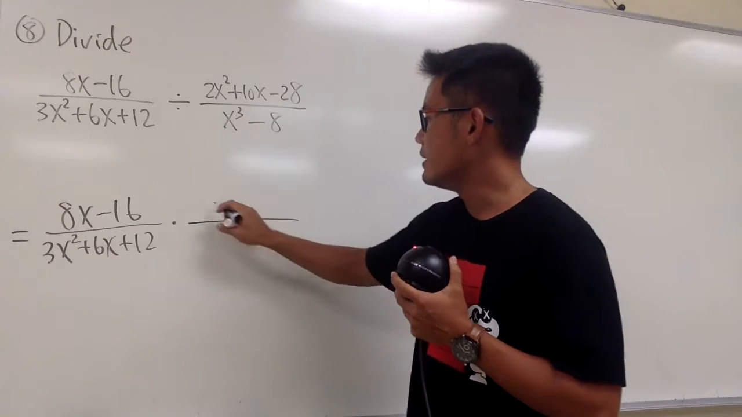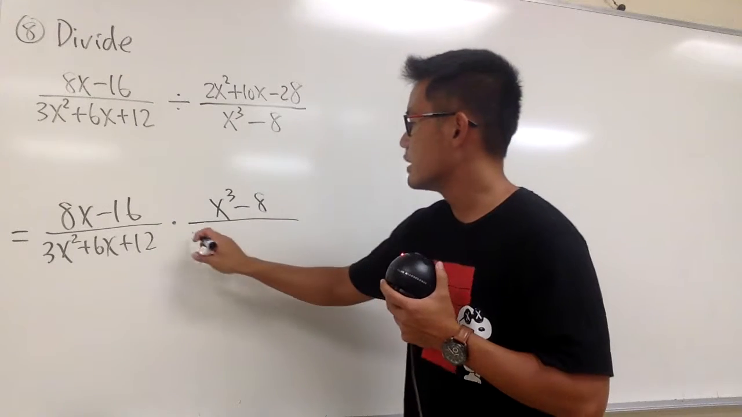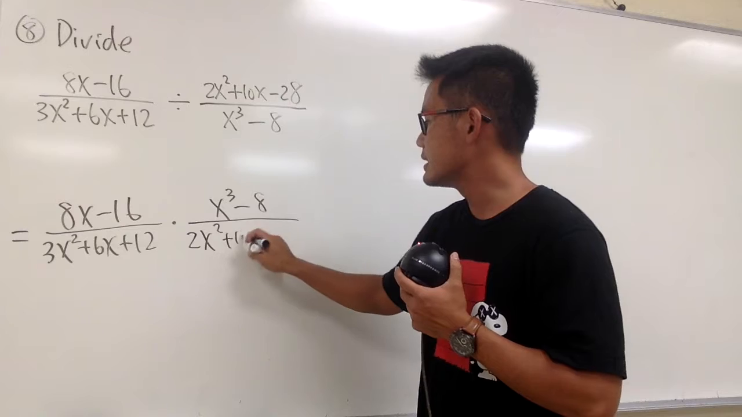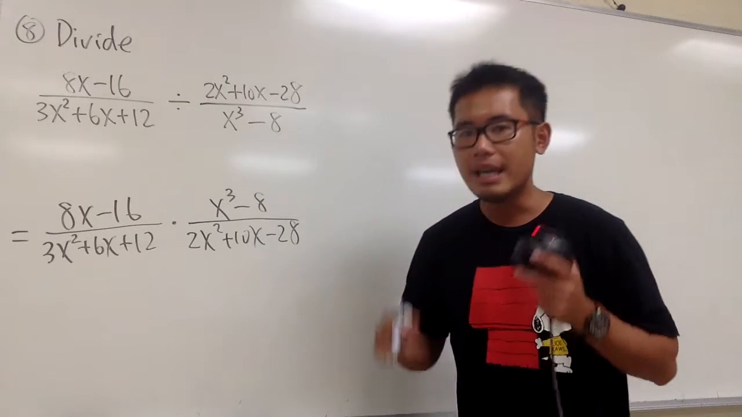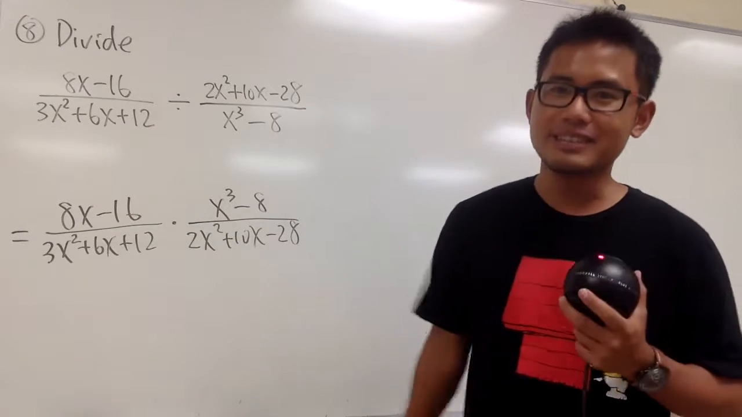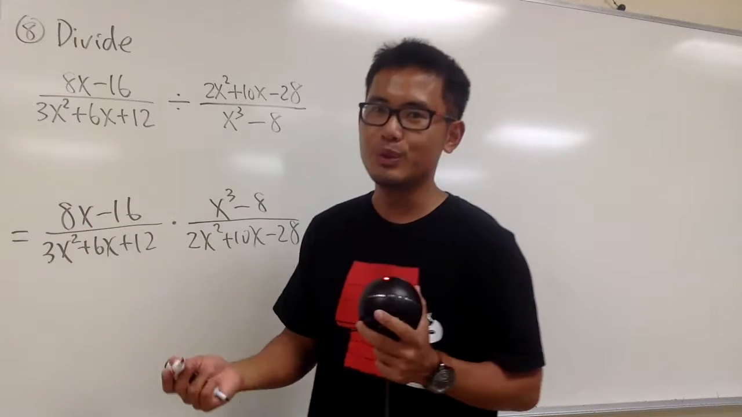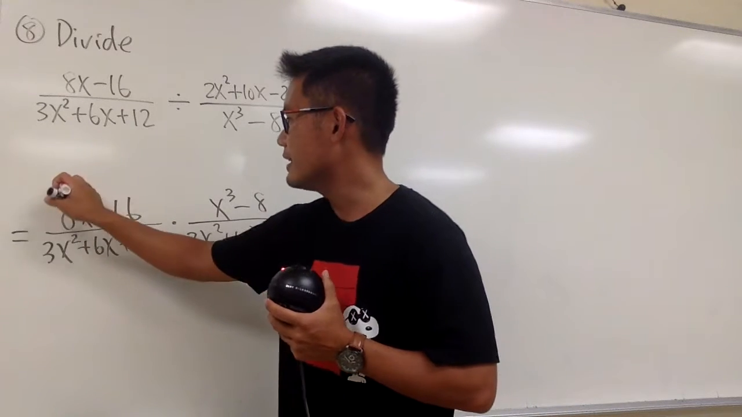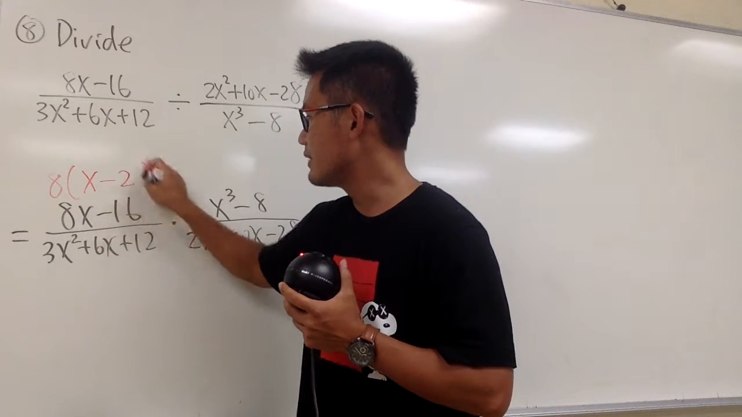So we will have x to the third power minus 8 on the top, and we have 2x squared plus 10x minus 28 on the bottom. And now the deal is factor, factor, factor, factor, and then cancel things out. Okay, so for this one, we have 8x minus 16. What can we do? We have a common factor 8. Let's go ahead and factor that out. And then we will have x minus 2 left, right?